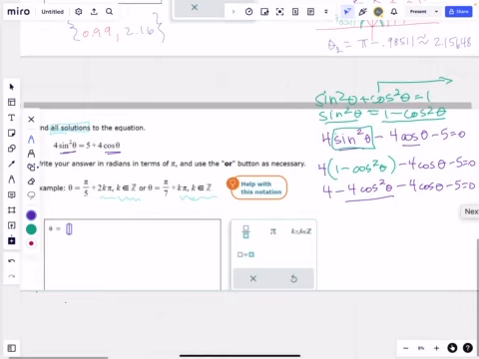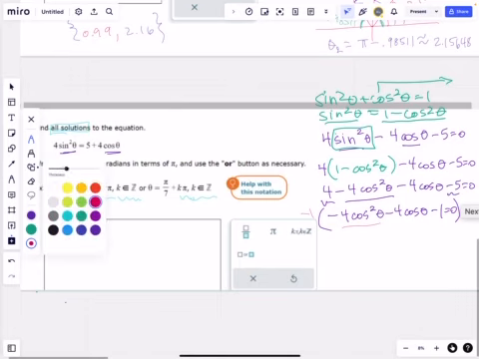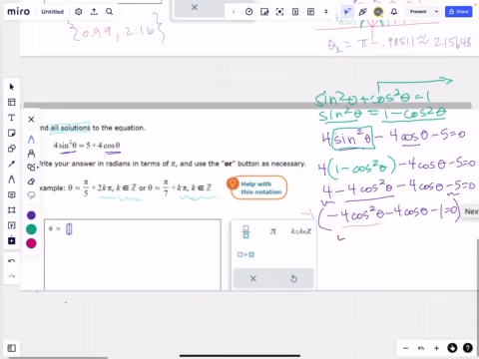So, let's just move this 4 with this and put this 4 with this negative 5, and we'd have negative 4 cosine squared of theta minus 4 cosine of theta minus 1 is equal to 0, right? And then if I multiply this entire equation, both the left side and the right side, by negative 1, I do that to make that first term positive. I will end up with 4 cosine squared of theta plus 4 cosine of theta plus 1 is equal to 0.